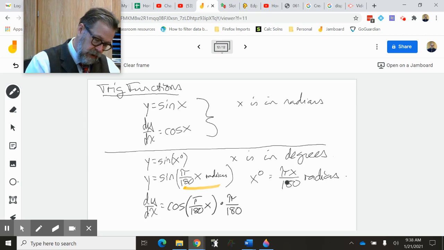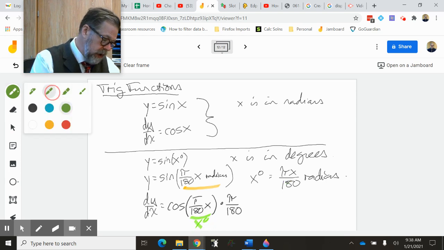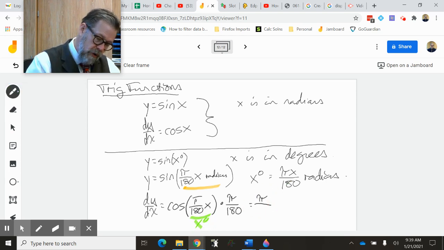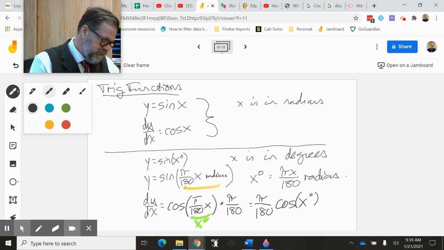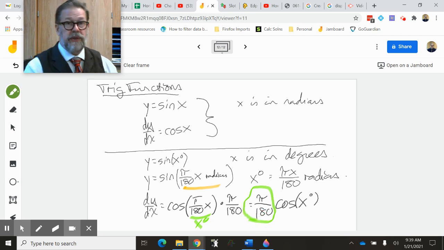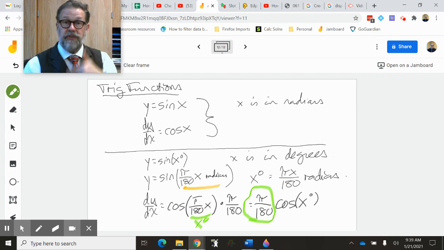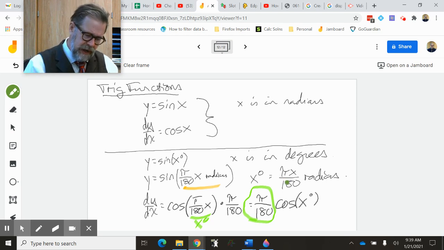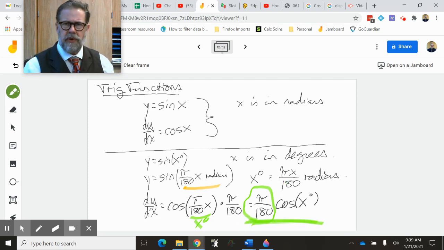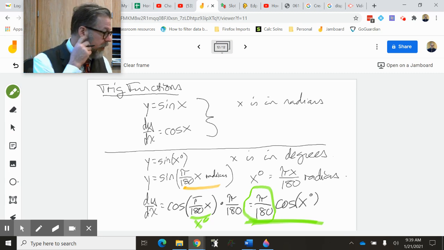But then this is x in degrees. This thing right here is x degrees. So we can now rewrite this as pi over 180 cosine of x degrees. So important to notice that in fact they are not the same. If we take the derivative of a trig function of x in degrees, we can just take the same derivative, but we've got to put that compensating function out front because degrees and radians aren't the same. So it's basically just a conversion factor.